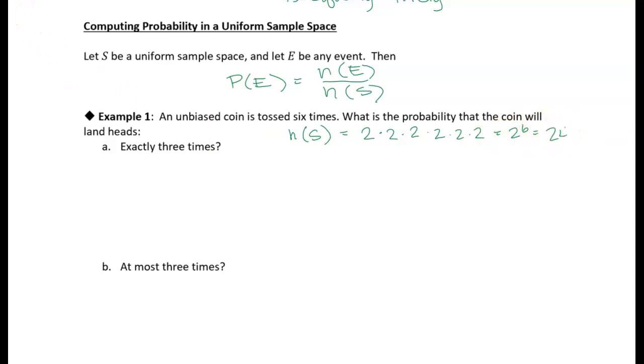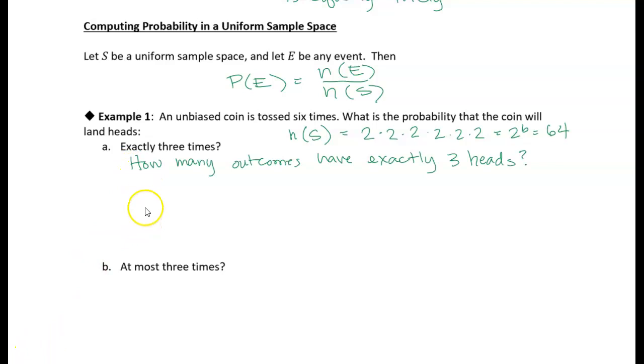24? What? Wait, hang on a minute. 64. Right, you kind of just have to count up. 2, 4, 8, 16, 32, 64. Okay, so 2 to the 6th power. So now we have the total number of outcomes for a sequence of tosses. Okay, the sequence is important because we're going to assume that the order matters, because that allows us to have a uniform sample space.